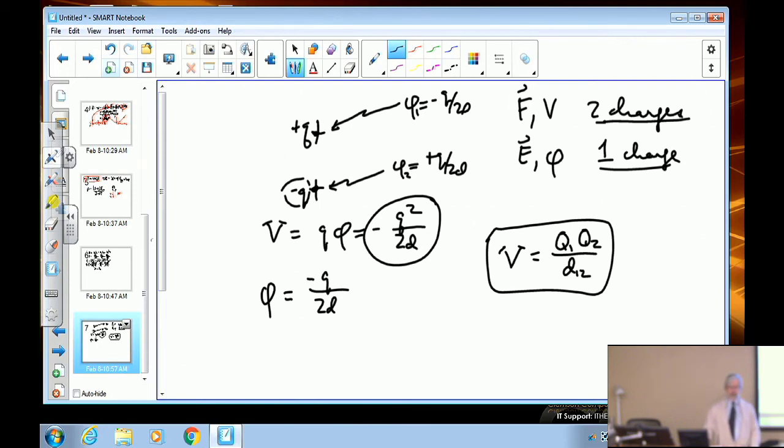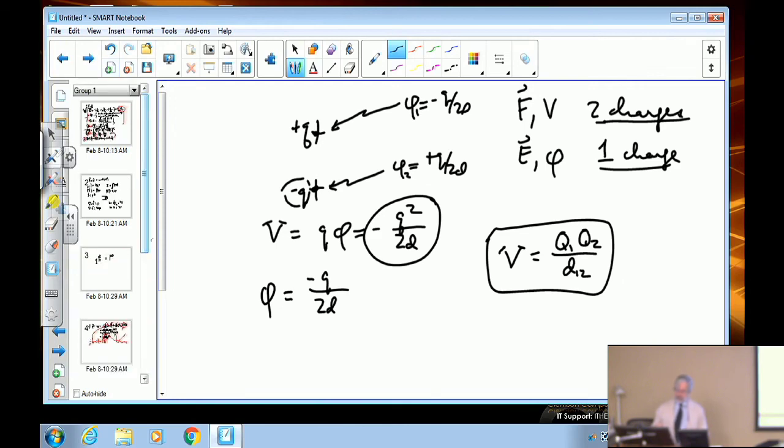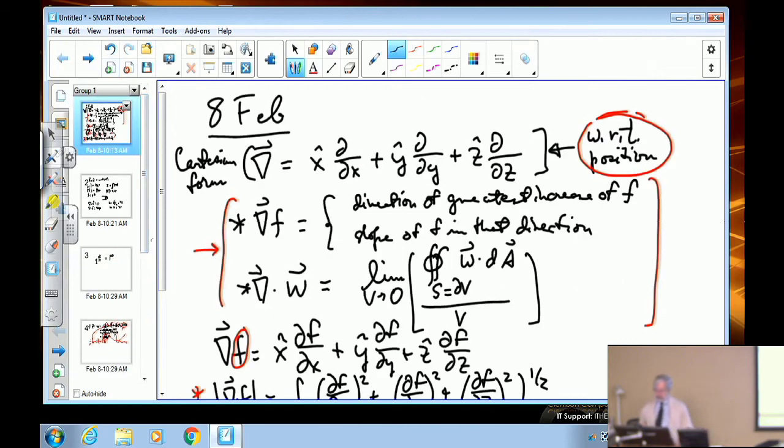Yes, sir. Can you explain the formal definition of divergence? Formal definition of divergence. So we go back. There is the formal definition of the divergence right here.